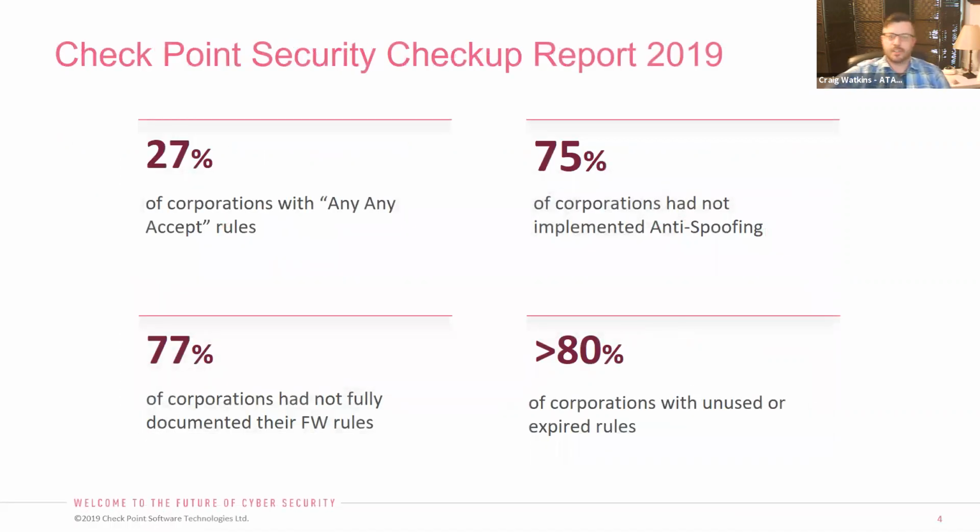Quick look at some of these findings that could potentially pop up on a security audit. 27% of corporations have any-accept rules, which we all know is bad. 75% of corporations had not implemented anti-spoofing. 77% of corporations had not fully documented their firewall rules. That's bad, because when an auditor comes in and starts looking at your rule base and you've got things that are uncommented, you're going to get a hit on that, because you don't have a way to associate a help ticket or a change control with that. So that's a big deal.